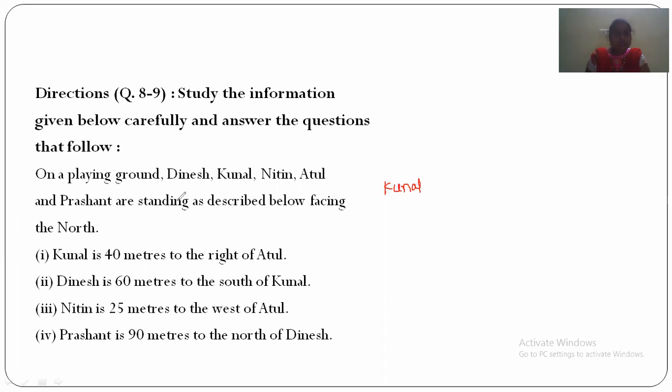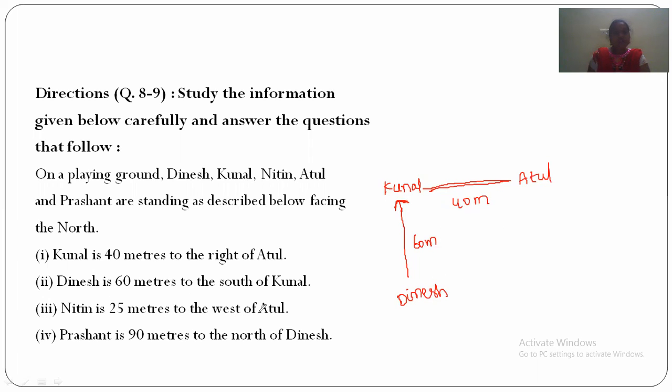See here, all are facing the north side. So Kunal's right side means this one. Kunal facing north means left and right. 40 meters. Who is there? Atul. Dinesh is 60 meters to the south of Kunal. So Kunal is on this side. His south side means here, below this one. 60 meters. Who is there? Dinesh.